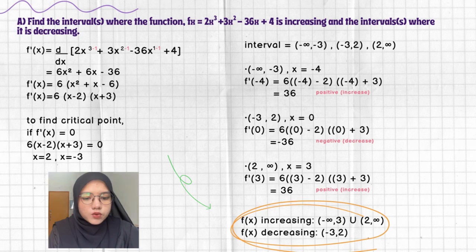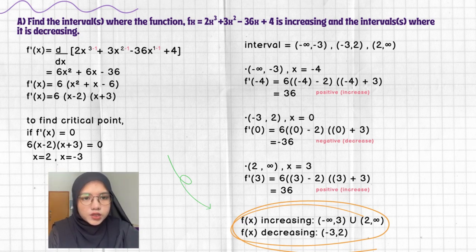For the second interval, which is negative 3 to 2, x will be 0. So we substitute it. f'(0) equals 6(0 - 2)(0 + 3). So the answer will be negative 36, which is negative.